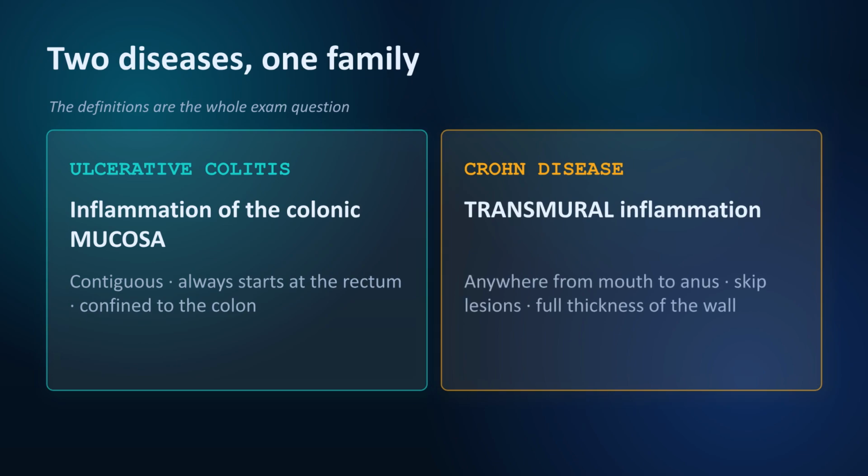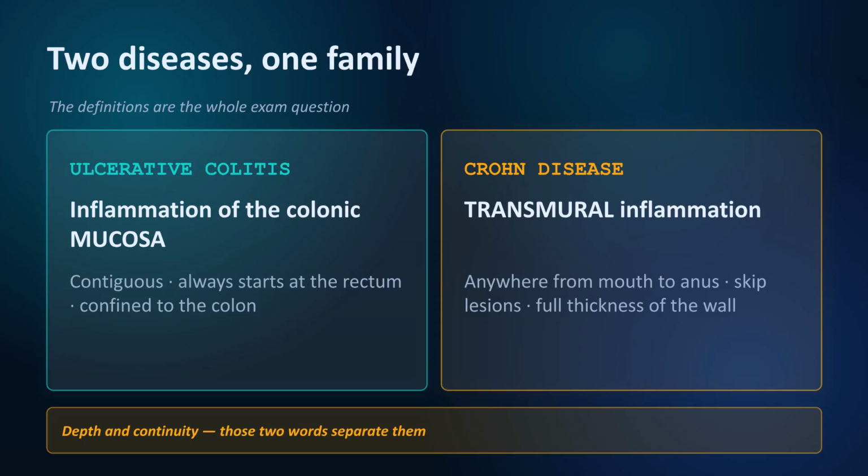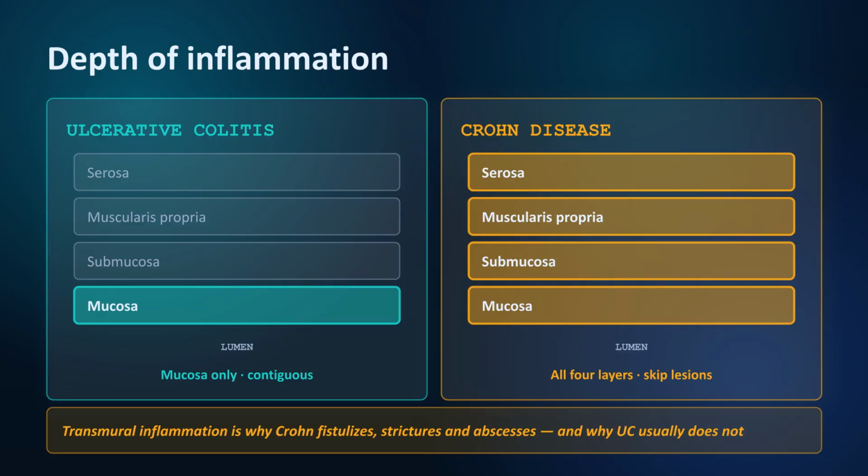It can occur anywhere from mouth to anus, and it produces skip lesions, patches of disease with normal bowel in between. Two words separate them: depth and continuity. Say those two words to yourself every time you read a colonoscopy report. Look at the two panels.